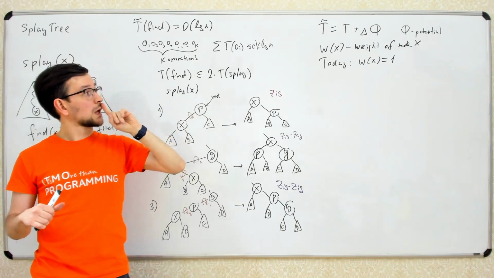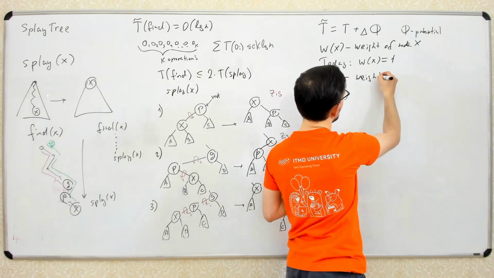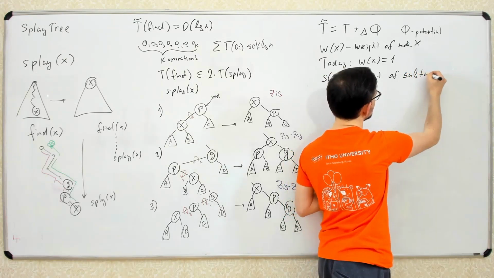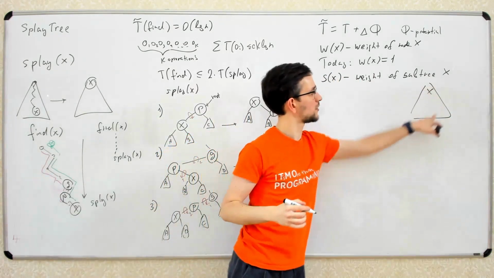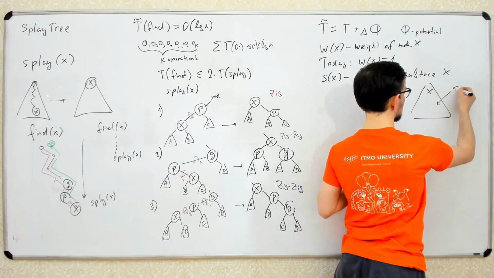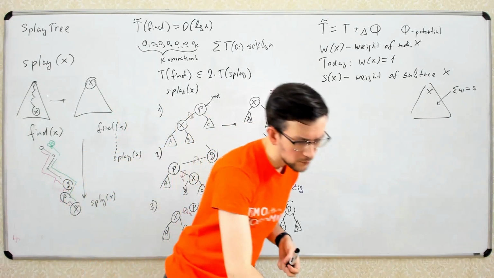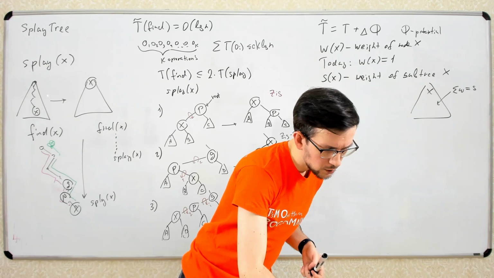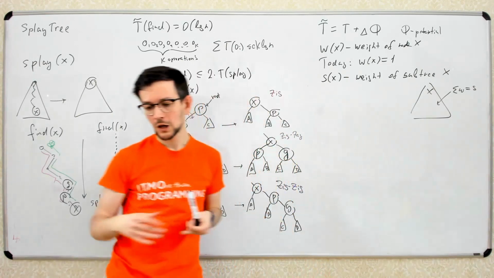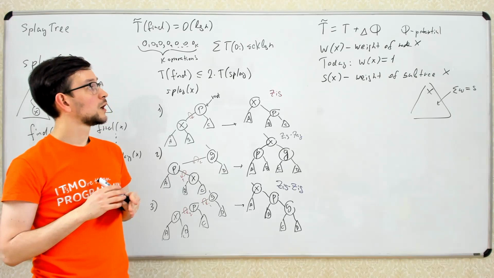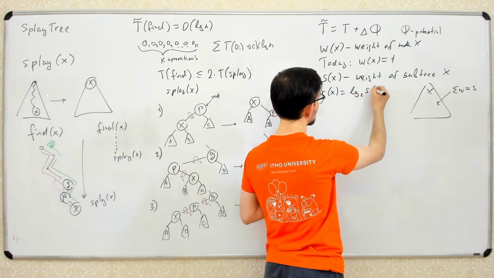Okay. Now, let's say s of x is the weight of the subtree. So we have this x, the root of some subtree. The total weight of all nodes in this subtree is s of x. And finally, let's define the rank of x as just log base 2 of s of x.